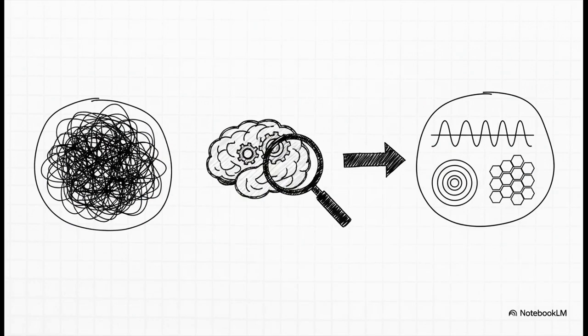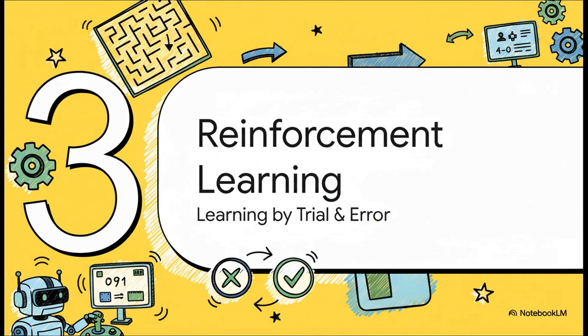I mean, just think about that for a second. The machine isn't just predicting an answer we already know. It's discovering the inherent structure of the information itself. It's finding the secret organization hidden deep inside the data. That is incredibly powerful.